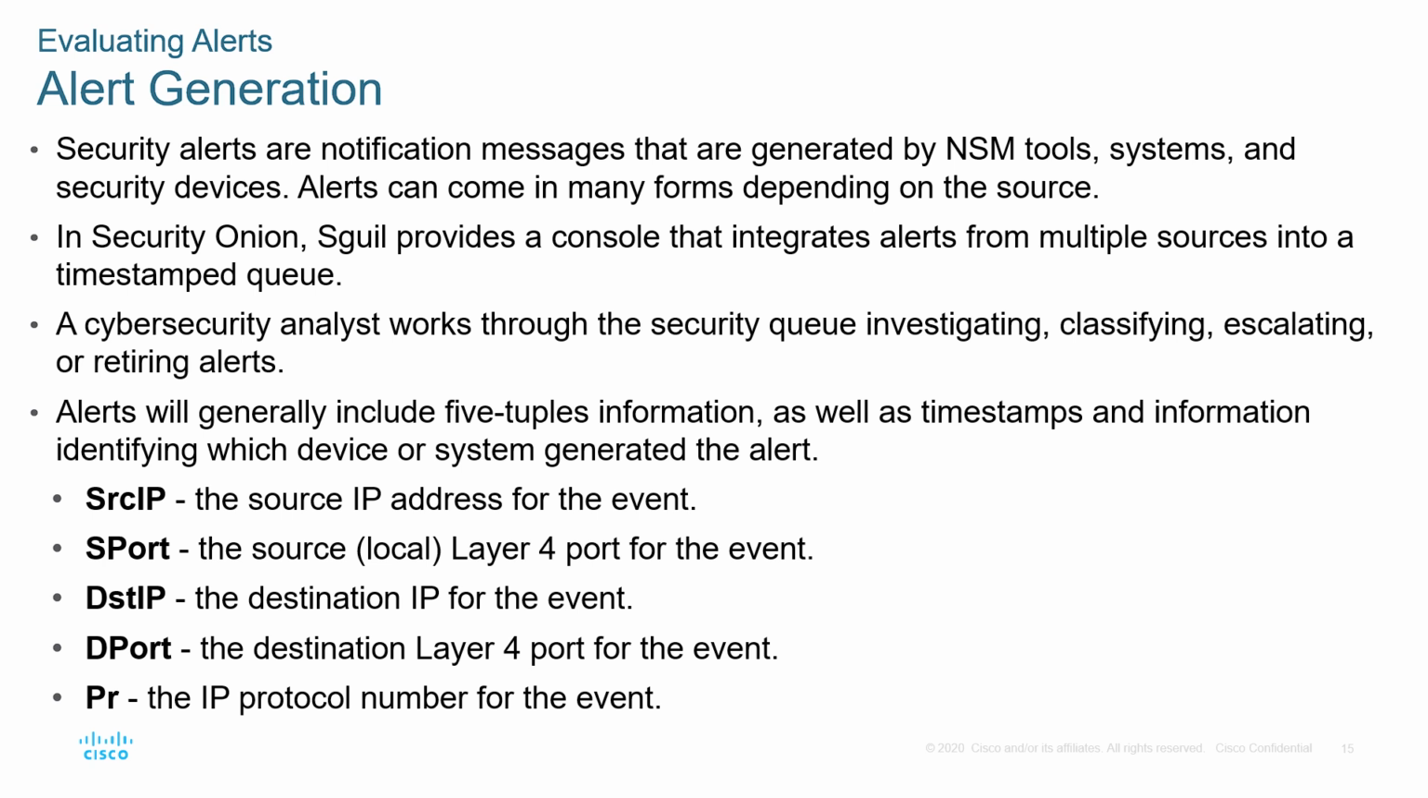Next, after all the tools can run together and aggregate all the data collected from various tools and services, we need to evaluate the alerts. An alert is generated by a notification message. Normally, a notification message is generated by network security tools, network monitoring tools, system and security devices, your operating system, your servers, your firewalls, right? Firewalls also generate alerts. So an alert can come in many forms depending on the sources.